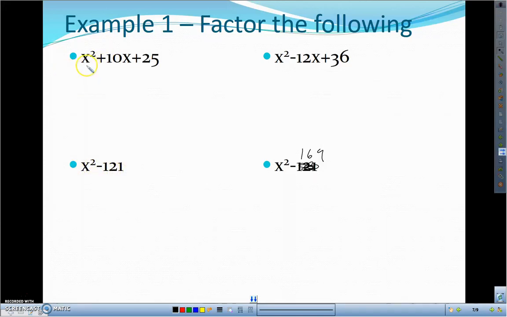At this point, I'm going to look at this question here. This one technically can be done just like any other one. Two numbers that add to 10 and multiply to 25. Those numbers are 5 and 5. 5 times 5 is equal to 25, and 5 plus 5 is equal to 10. So we can just use that to find this. And this is considered to be a perfect square because this is x plus 5 squared.